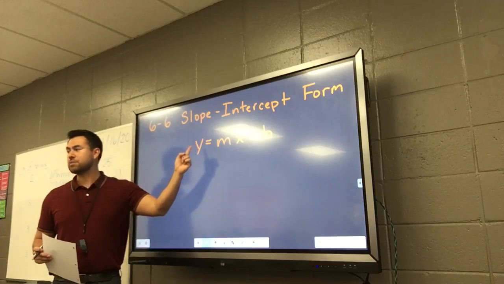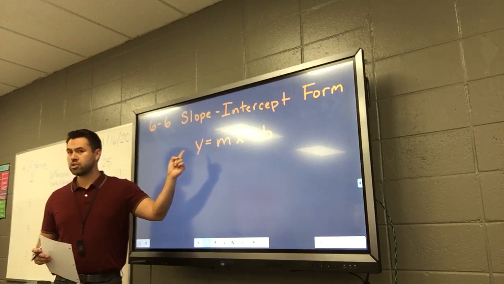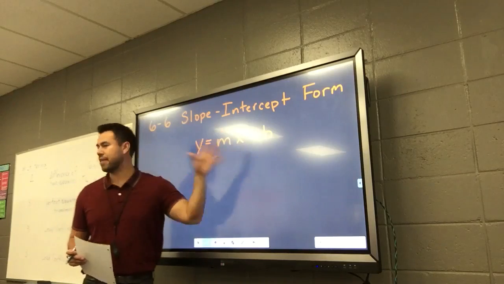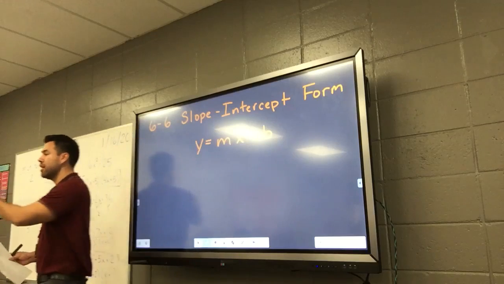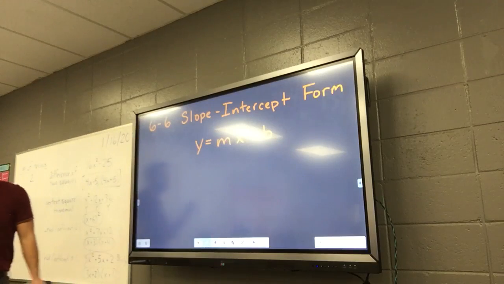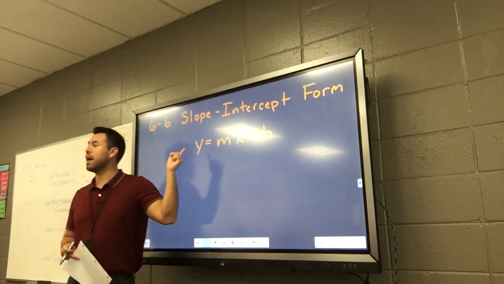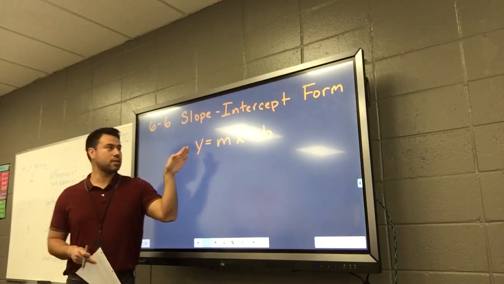Y is by itself on one side of the equation. Do you see that in slope-intercept form? Y equals, and then some other stuff. Y is by itself. That's going to be important because on half your homework, the goal is to get y by itself, and that will help you to get slope-intercept form. So y is by itself.